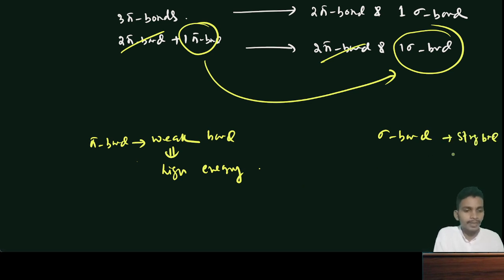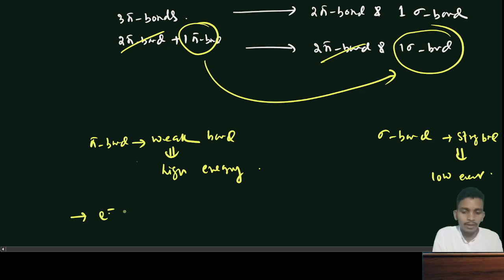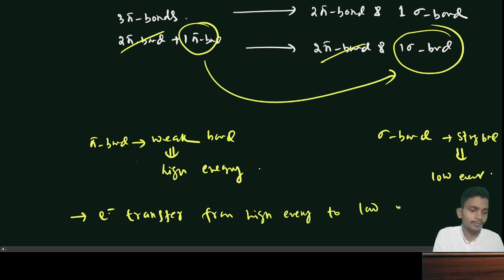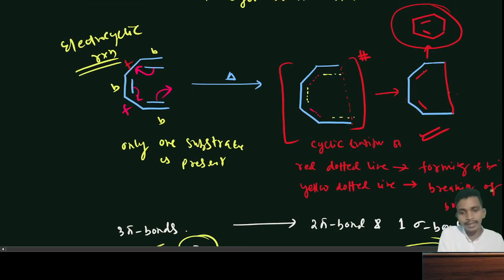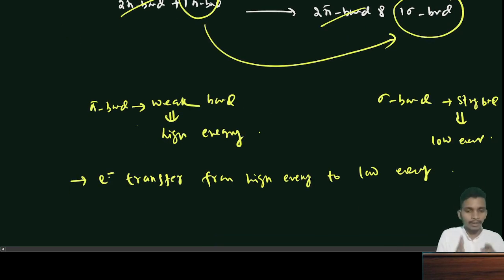So strong bonds mean they are in low energy, that's why they don't want to break. Okay, so they are low energy. So from what we see here, electrons are transferring from high energy to low energy. So that's why, even if you give heat, these reactions will proceed and this will form. Okay, so what you notice here is that pi bonds are forming sigma bonds.